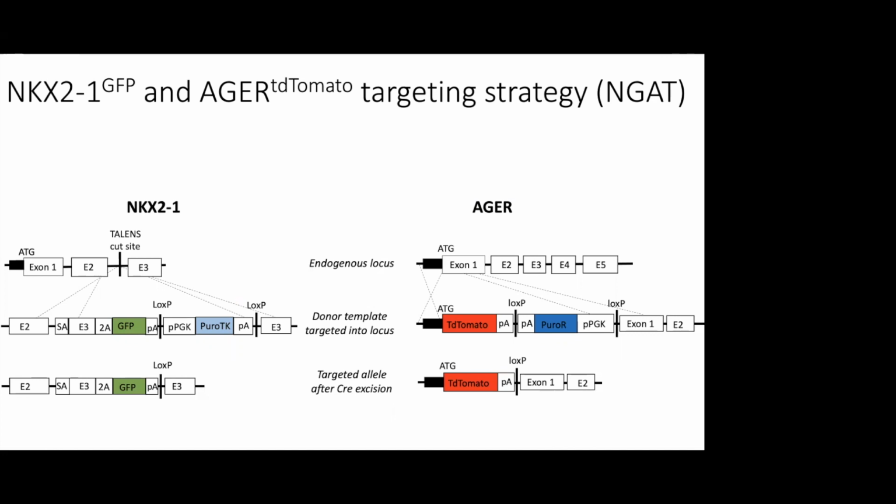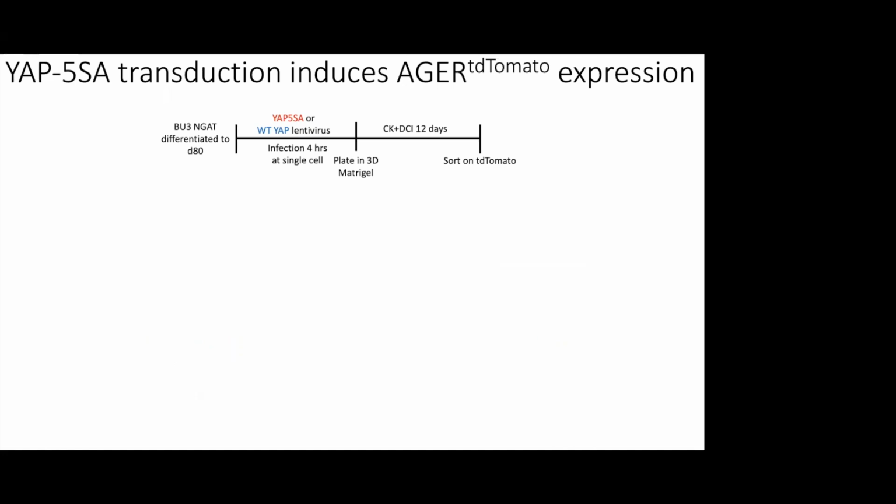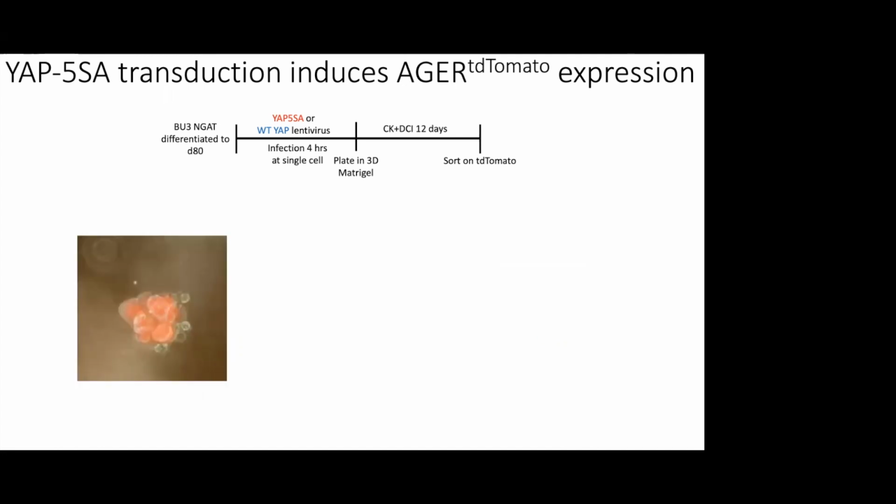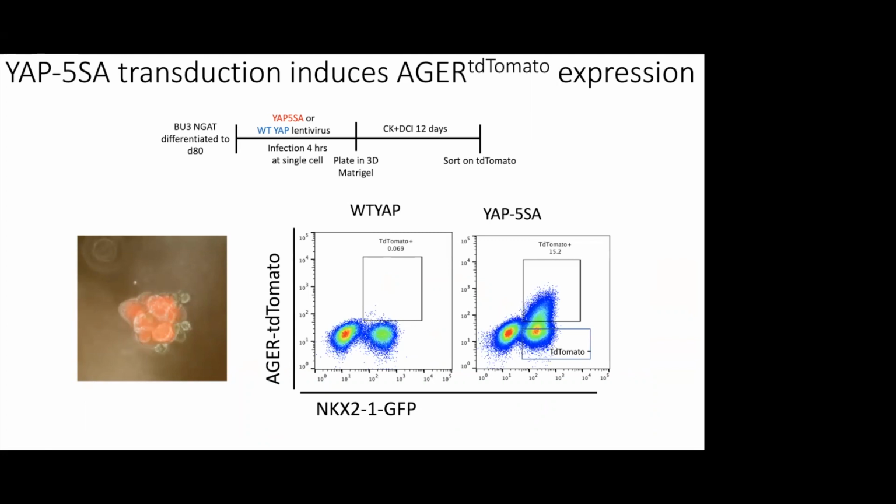And so just to show you proof of principle, I differentiated this cell line to our NKX2-1 positive distal cells, and then infected them with either the YAP5SA or the wild type YAP lentivirus, plated them again in just our 3D Matrigel in our type 2-like media. And what I saw was after 3 or 4 days in culture, I was actually able to see this tdTomato turning on in these cells that again still have that aggregated phenotype. And then more importantly, I was able to see it on the sorter and actually sort out these AGER tdTomato positive cells.